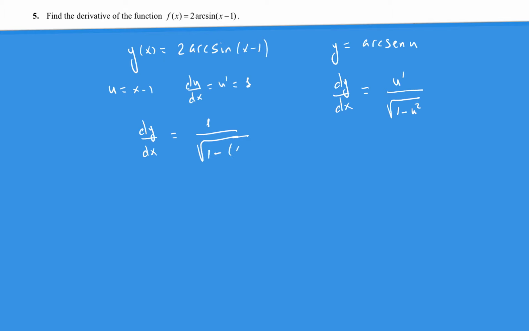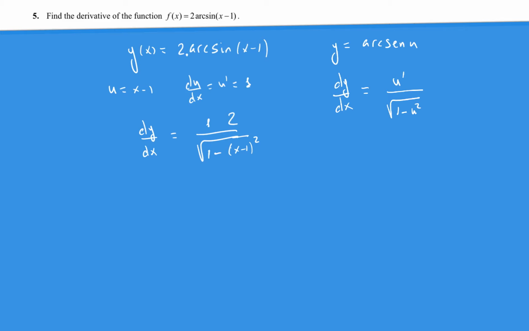So it is 1 divided by the square root of 1 minus u squared, where u squared is x minus 1 squared, and these two will appear here because the derivative will be like a product of two functions. The derivative of the first is 0 by something, plus 2 by the derivative of arcsine of x minus 1. So this should be the solution, I think.